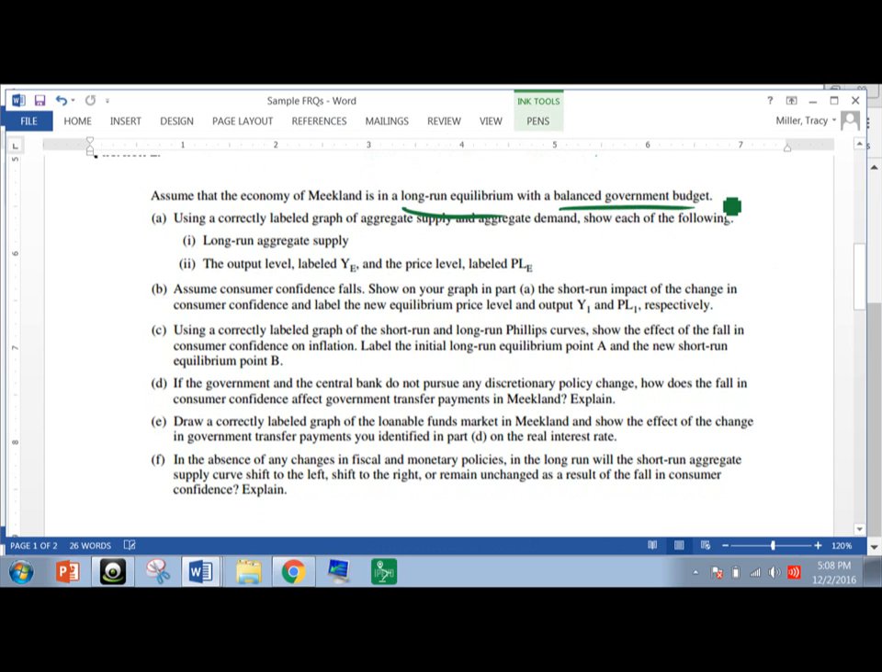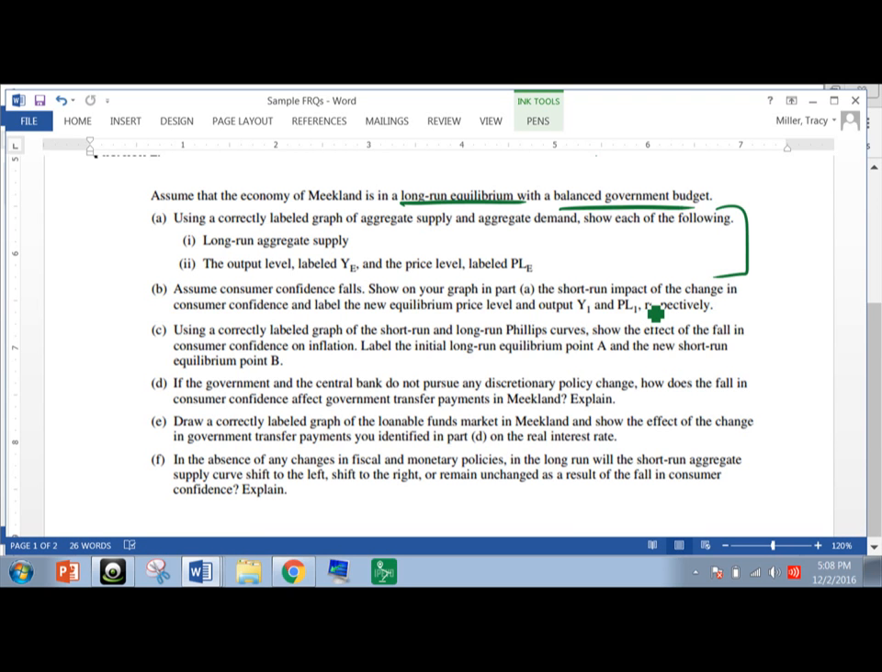Again, I think the preface, just really highlighting some of those important concepts that we're going to need later on, is very important to do right away as you get into this question. So using a correctly labeled graph of aggregate supply and aggregate demand, show each of the following. You've got to show the long run, you've got to show the real GDP and the price level. So before we do that on the piece of paper, I just want to look at letter B rather, and we're going to do all of those things together.